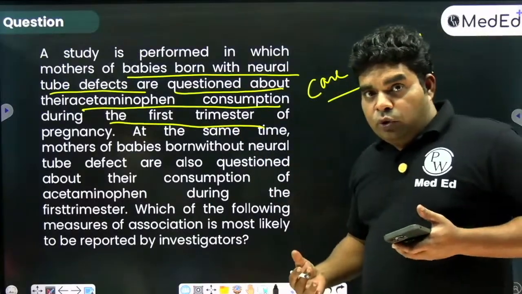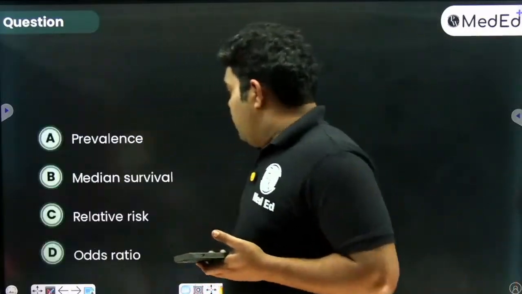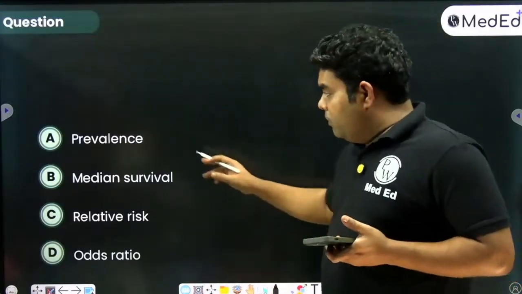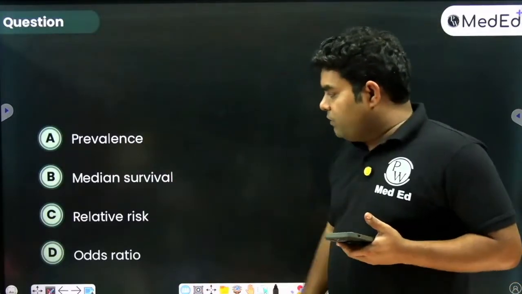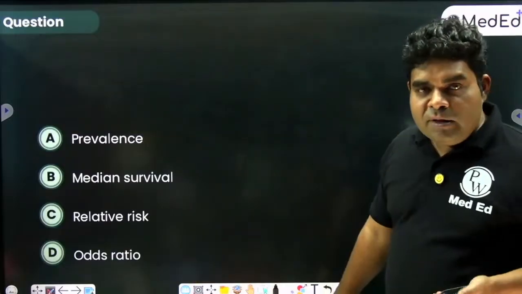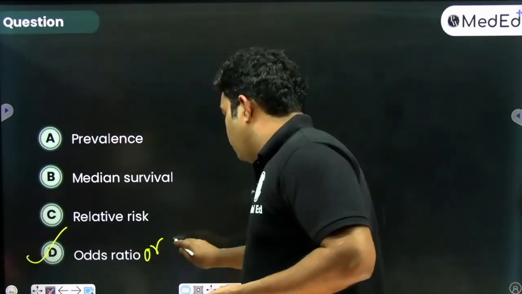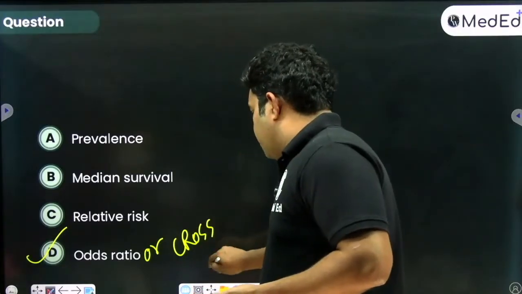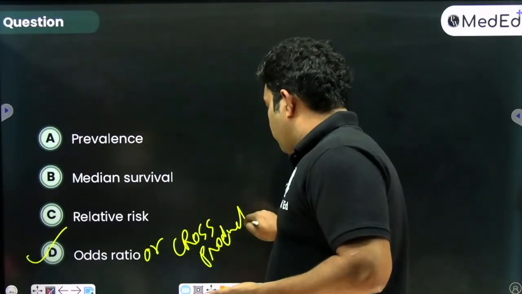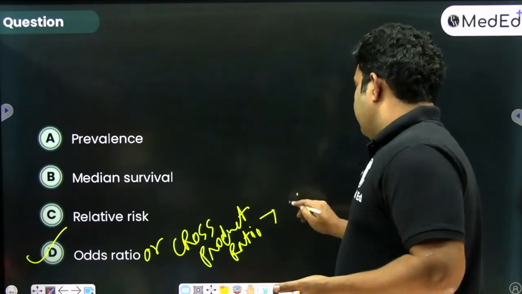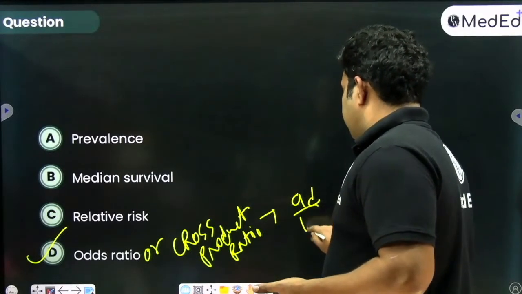And in case control study, the question is, what will you get in case control study? Will you get prevalence, median survival, relative risk, or odds ratio? I hope you know this answer. Odds ratio, which is also known as cross product ratio. And what is the formula of odds ratio or cross product ratio? The formula is AD by BC.